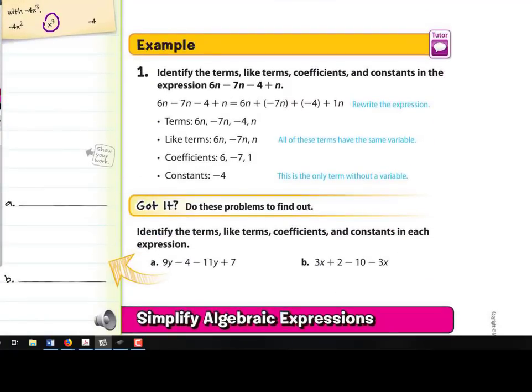So here we go. Identify the terms, the like terms, the coefficients, and the constants in this expression. Well, notice the first thing they do is they change it all to addition. So instead of minus 7n, they do plus negative 7n. Instead of minus 4, they do plus negative 4. And then once we have it in that, we can see that all of our terms are separated by these addition signs. So there are 1, 2, 3, 4 terms, the 6n, the negative 7n, the negative 4, and the n, 1n here.